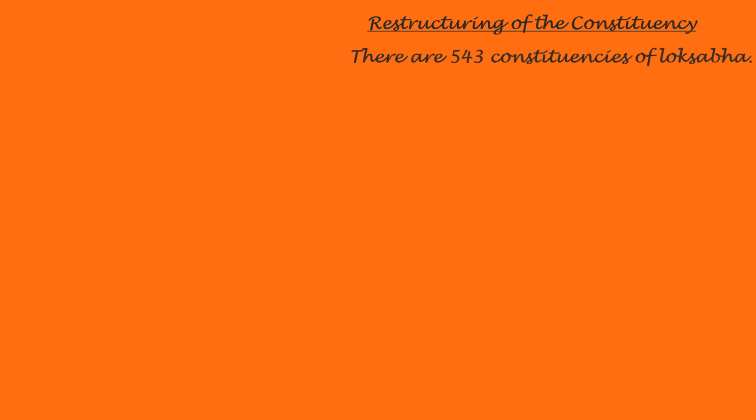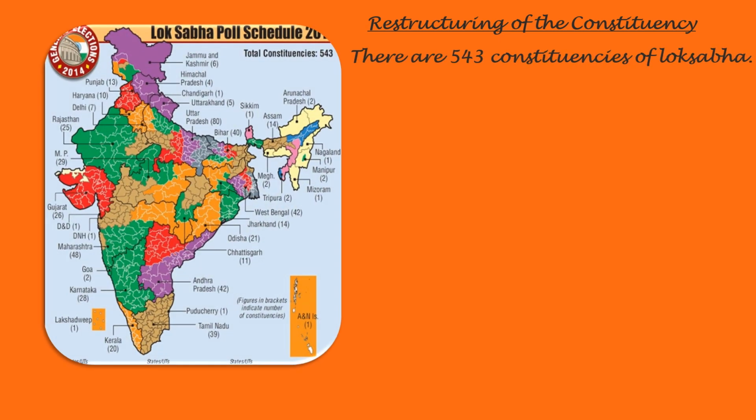Now remember that Shyam Sharan Negi from Himachal Pradesh was the first voter of India. He casted his vote on 25th October 1951. Moving on with the next topic, restructuring of the constituency. There are 543 constituencies in India. Constituencies are based on population or area.